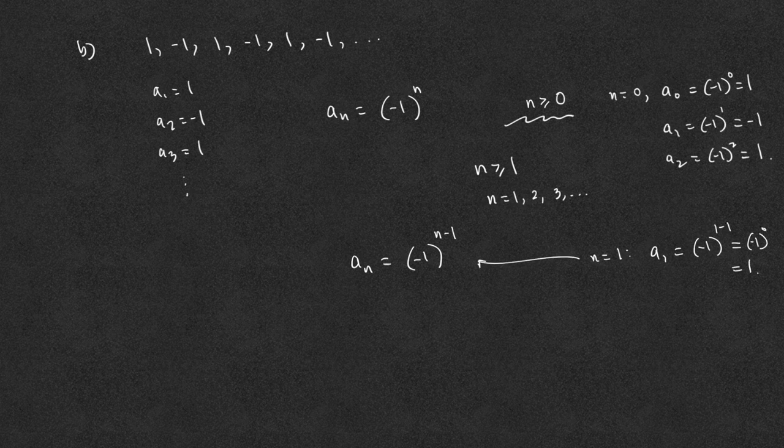So this works. Thus in this case, a sub n is (-1) to the n if n starts with 0, or a sub n equals (-1) to the n minus 1 if n starts with 1. And again, this formula is not unique. Although the formula is not unique, it must represent the nth terms of the sequence.